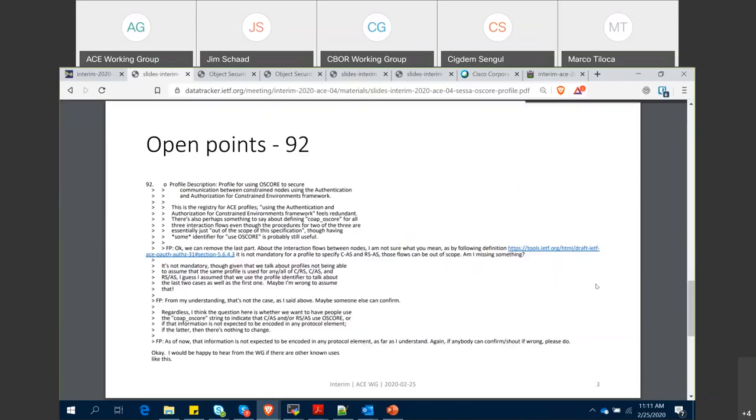I pasted the whole section of Ben's review and our exchange here. So my answer was, as of now, that the information is not expected to be encoded in any protocol element. And I wanted to, and also Ben wanted to, hear from the working group if there are other known uses like this. I'm not 100% sure what he means by other known uses, but I just wanted to make sure that we're doing the right thing here.